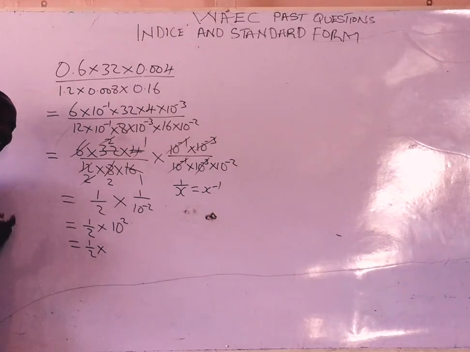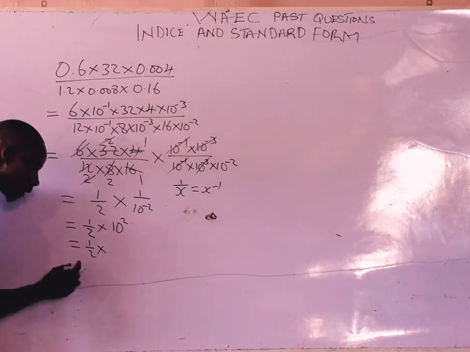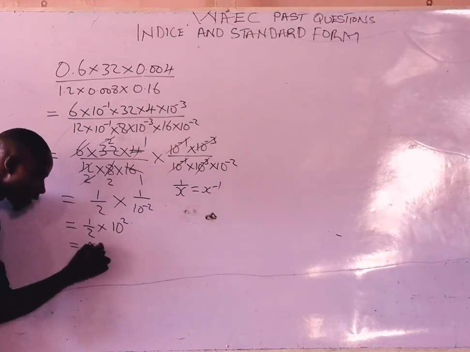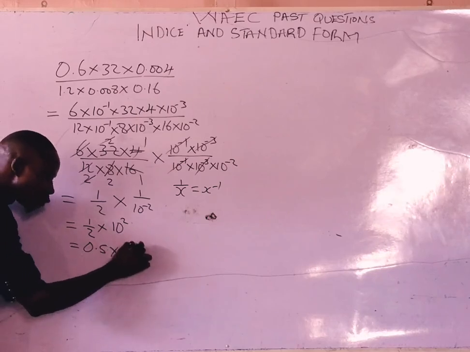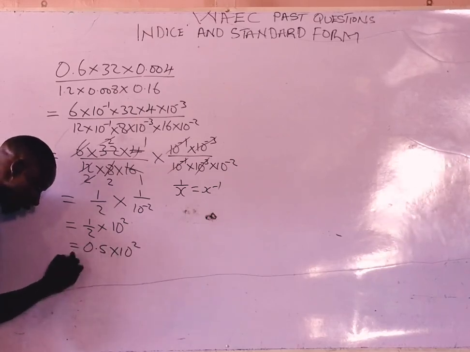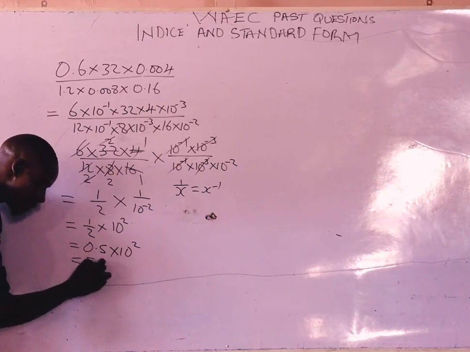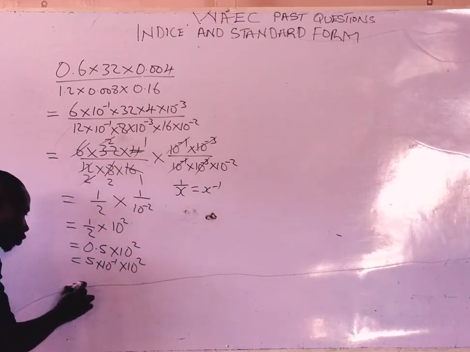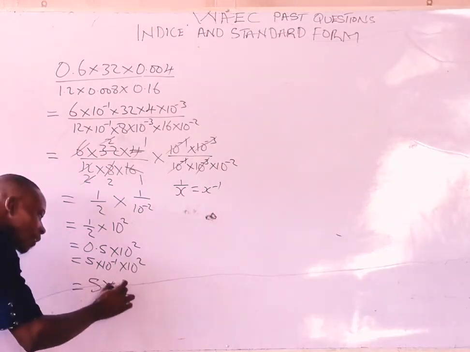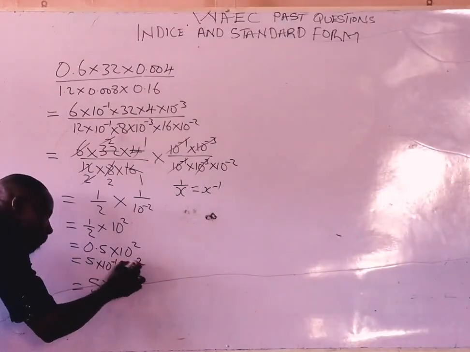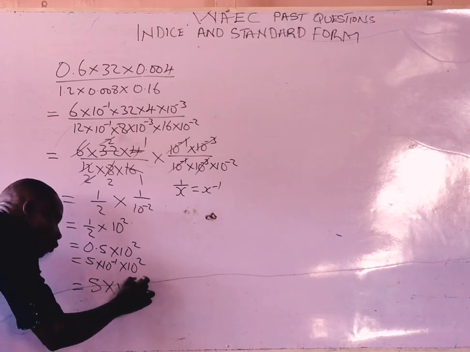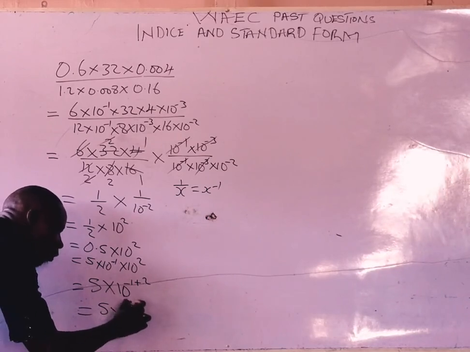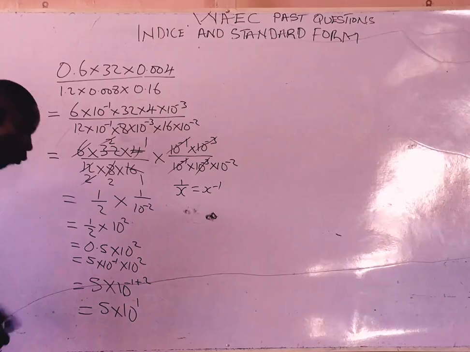Since we are leaving this in standard form, this will give us 2 divided by 1. This 1 over 2 is 0.5, times 10 raised to the power of 2. When you round this to standard form, it gives us 5 times 10 raised to the power of minus 1 times 10 raised to the power of 2. Then we have 5 times 10 raised to the power of minus 1 plus 2. Minus 1 plus 2 finally gives us 5 times 10 raised to the power of 1.